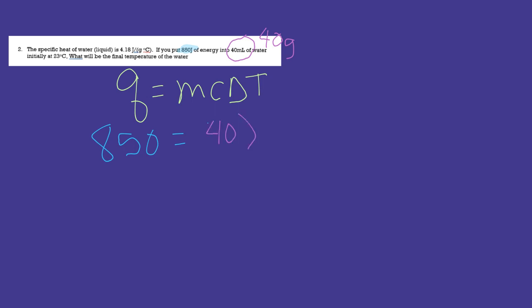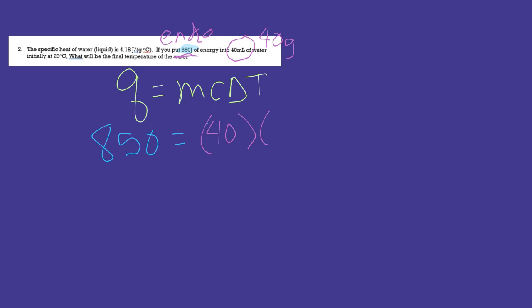So we have Q equals mCΔT. Q is going to be 850. Make sure it's in joules before you plug it into the equation because it can't be in kilojoules. Our mass is 40. And just to double check the sign, it says you put 850 joules in. That means that this is endothermic and that the value makes sense being positive.